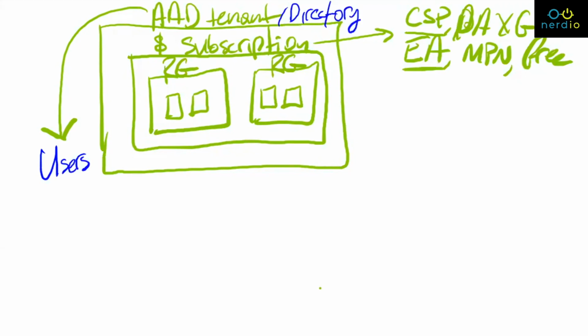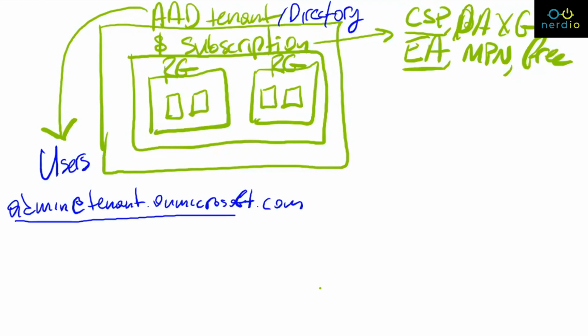So you can have a user, for instance, in this case, it could be admin at tenant on Microsoft.com, right? And then you can decide what this user has access to within a particular subscription. And the way you do that is by assigning that user what's called a role, right?